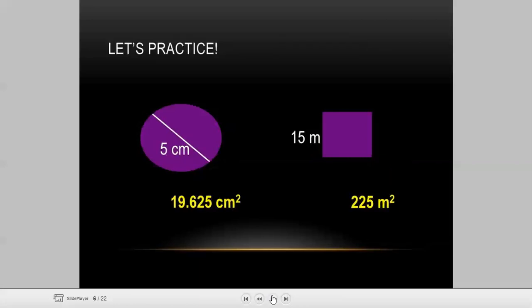The area of the given circle with the diameter of 5 centimeters. We can divide 5 by 2 to find the radius, so I have 2.5. Then pi times 2.5 squared is 19.625 centimeters squared. And for the square with side length of 15 meters, we can find the area by multiplying 15 times 15, which is 225 meters squared.